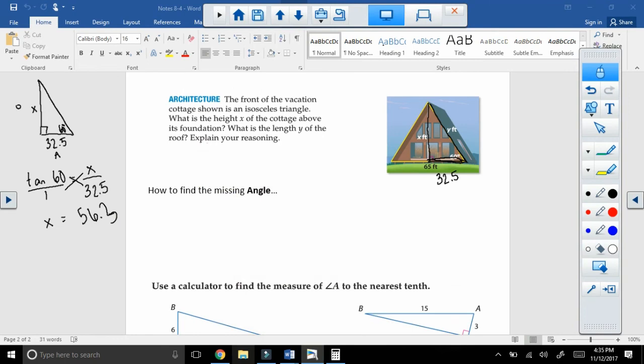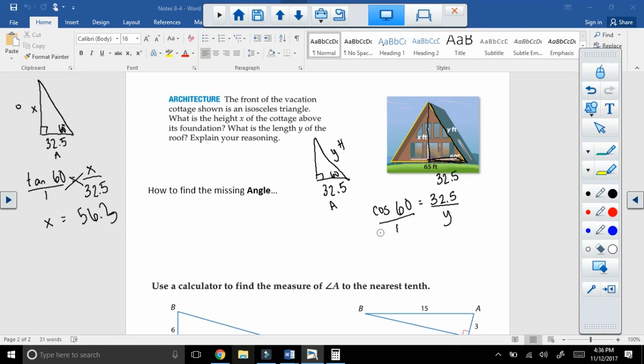To find y here, I would draw it out again. You probably don't need to once you get the hang of this, but for right now, because we're just learning it, I'll make it simple. So looking at this, now this is the adjacent and this is the hypotenuse. So I would set this one up as the cosine of the angle equals the adjacent, 32.5, divided by the hypotenuse.